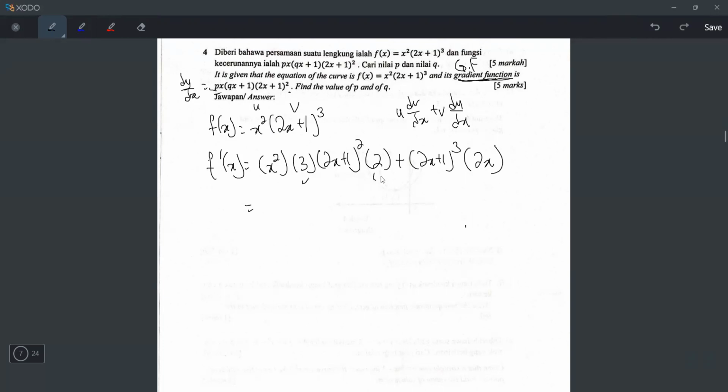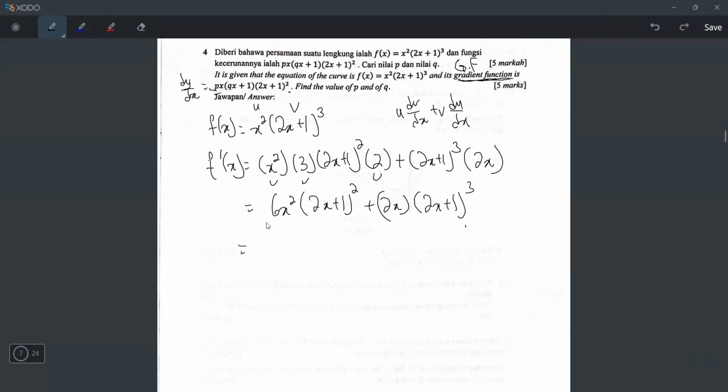Now, number with number I can multiply, because these all have just one term. So the ones with one term, I do together. 3 times 2 is 6. 6 times x squared is 6x squared. And then the 2x plus 1 power 2, I'll just leave it. Plus the 2x, I will write in front here, and then bracket 2x plus 1 power 3.